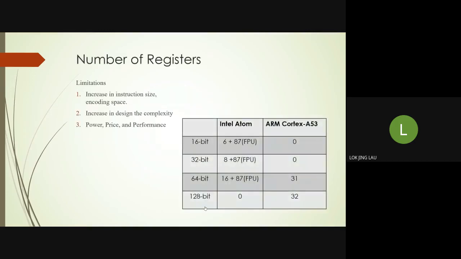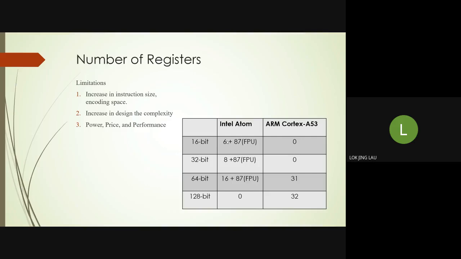As for the number of registers, on the bottom you can see the values that we were able to extract from both of the microprocessors. The 8 and 16 from the Intel Atom refer to the general purpose registers. For x87, it's an optional extra floating point unit register, which we found for Intel's Atom. And as for the ARM Cortex-A53, we have 31 and 32 registers for 64-bit and 32 bits.